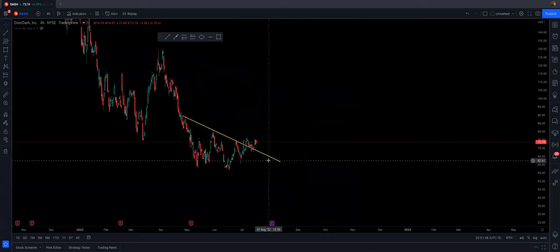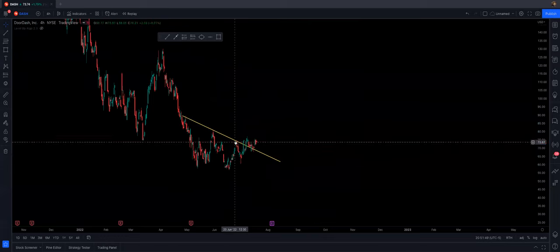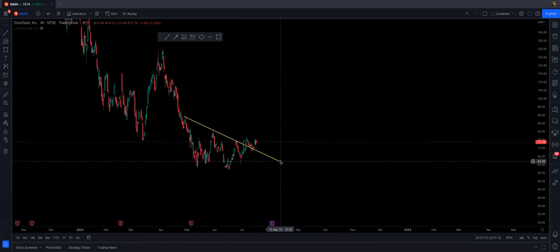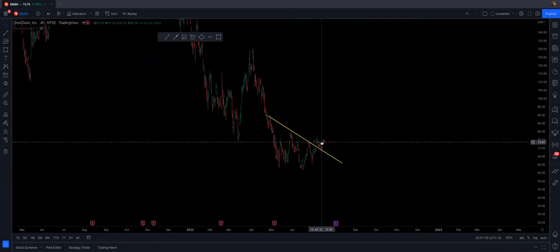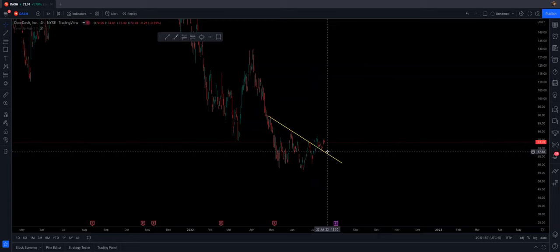There we go. So we rejected, came back, retested. We can fix them up a little bit to make it a little better, right? We came back, retested it, and now we bounced off of it. For anybody that don't think that's a good move right here, if you took the bounce, you took the bounce at 69. Right now, Dash is at 73, right?